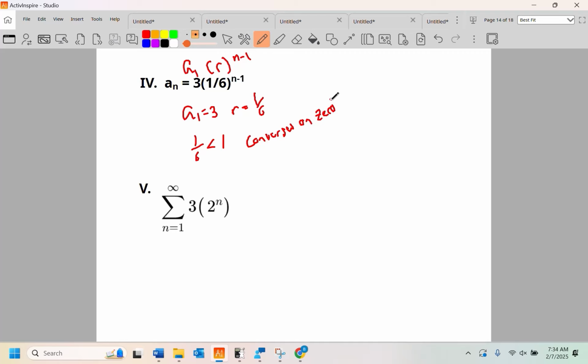So if it converges on 0, I can find the sum of the infinite sequence by doing the first term over 1 minus a sixth. That would be 3 over 5/6. All right? That would be 3 times 6 over 5. That would be 18/5.